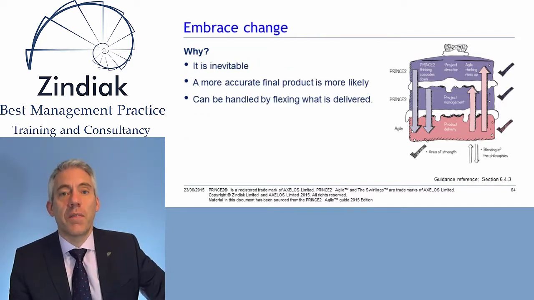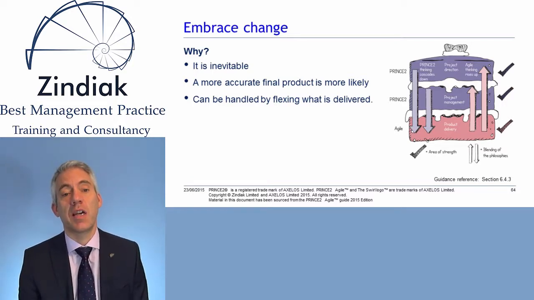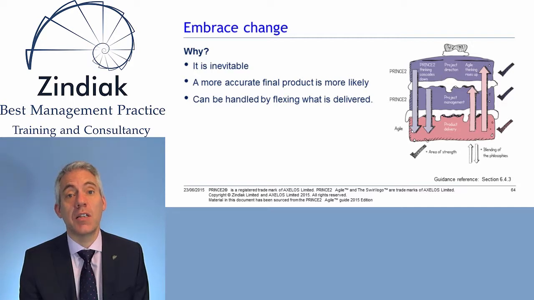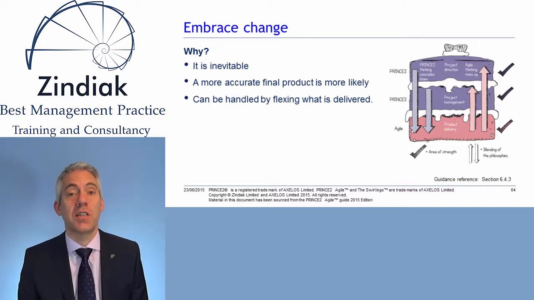The third target: embrace change. Why do we need to embrace change? Well, the first point is key really. It's inevitable, and the bigger your project, the longer it lasts, the more inevitable it is. We can think in simple terms that there are two types of change. There's big change to the overall scope of the project, maybe a change to the project's product. And then there are minor changes where we're refining detail.